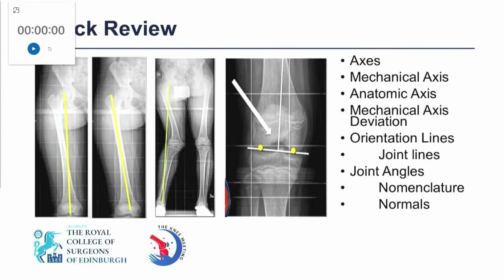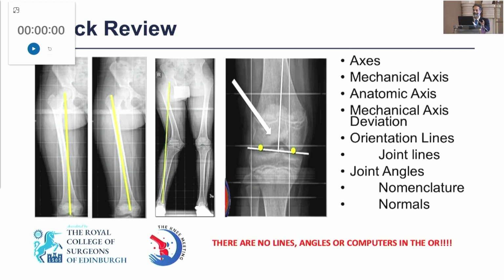A quick review, we're looking at the axis. We've got the mechanical axis, we've got the anatomical axis, we've got the deviation from these axes. We need to have some orientation lines which could be around the joint or beyond, and then we want to classify them and find out which ones are the normals. But the problem is we don't have any of these lines, or especially since I've tried to relearn all of this, I need to make my mind or my brain a bit more mathematical, and I can't do that if I don't have lines in the OR.